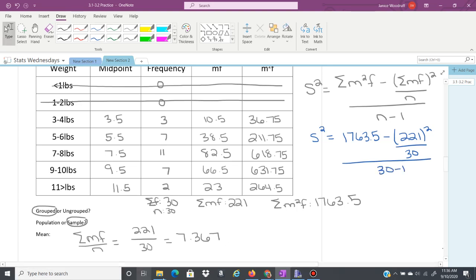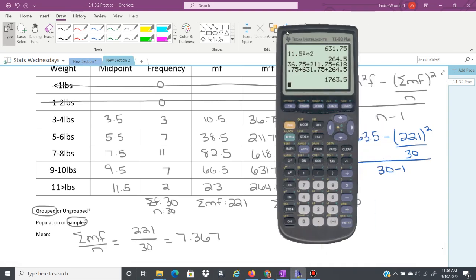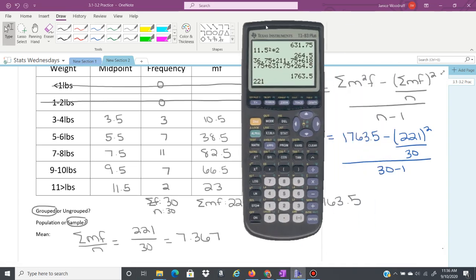So let's go ahead and do that. I'm going to go in my calculator. I'm going to do 221 squared. Then I'm going to divide it by 30. Then I'm going to do 1763.5 minus this number, so minus second answer. And then I'm going to divide by 30 minus 1, which is 29. So I'm going to get 4.671.